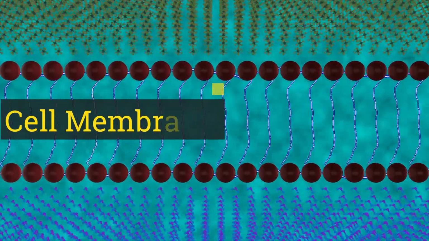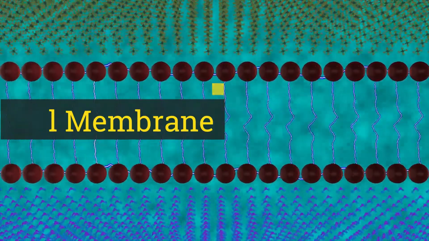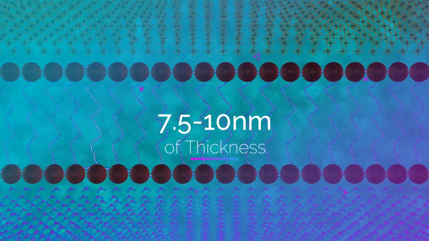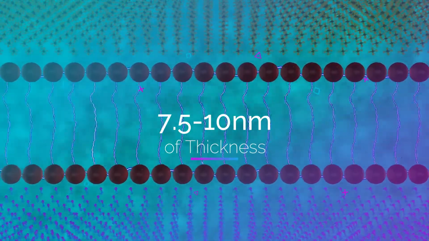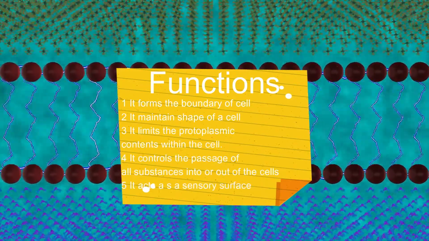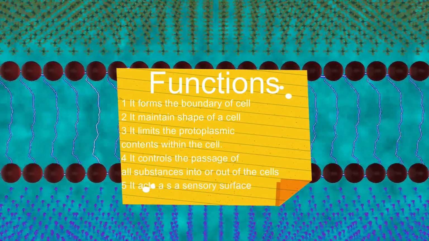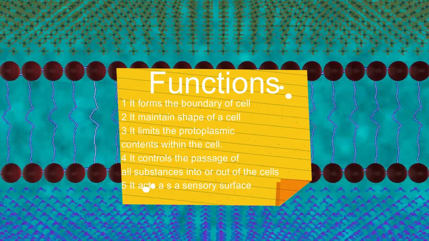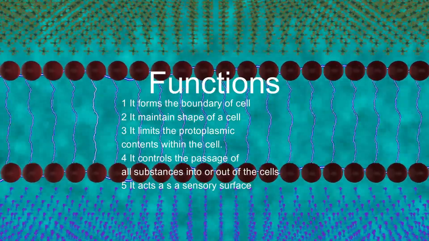Cell membrane. The cell membrane is a tough elastic membrane that limits the protoplasmic contents. It is about 7.5 to 10 nanometers in thickness. Functions are: it forms the boundary of the cell, it maintains the shape of a cell, it limits the protoplasmic contents within the cell, it controls the passage of all substances into or out of the cell, it acts as a sensory surface.